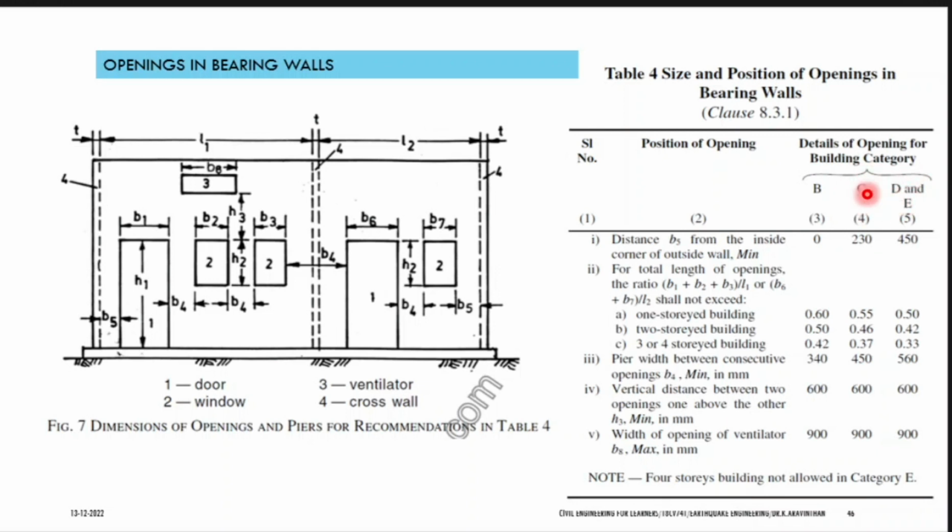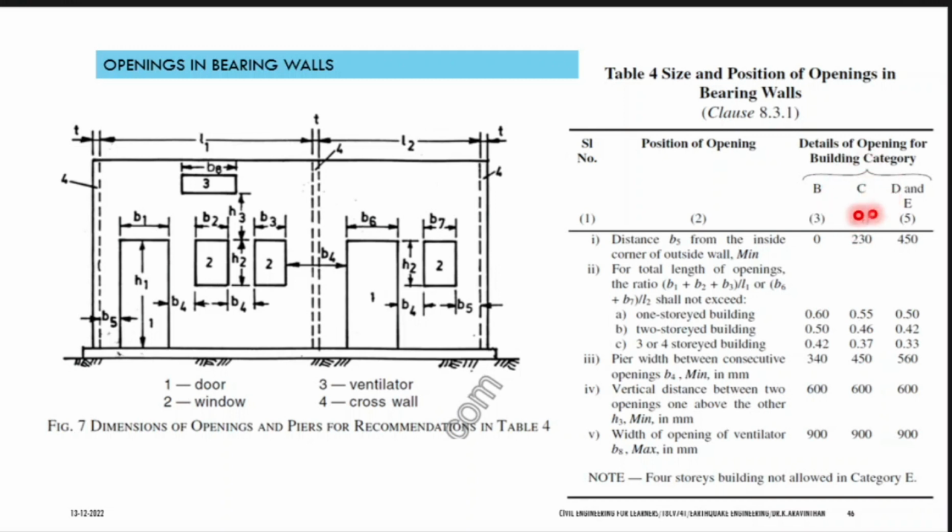What is category C? One is called A category. Zone 2 is called B. Zone 3 is C. If you are building the construction in zone 3, you have to use at least how much? 230 mm from the corner. What is B? Zone 2. Zone 2 is Bangalore. If you construct in Bangalore, you can have the door like this. From the corner of the wall, you can start immediately.